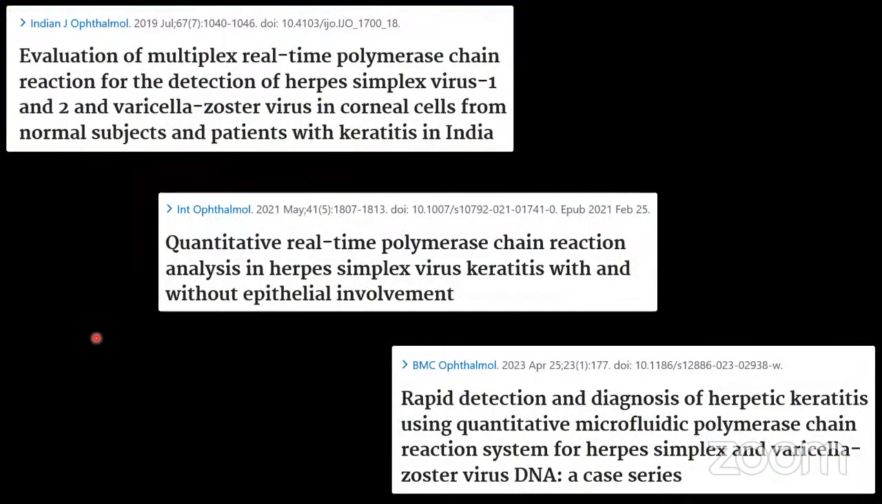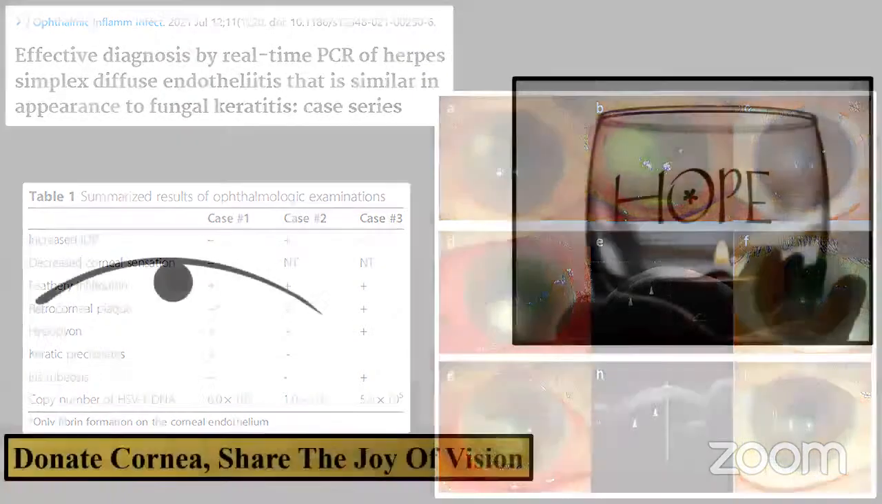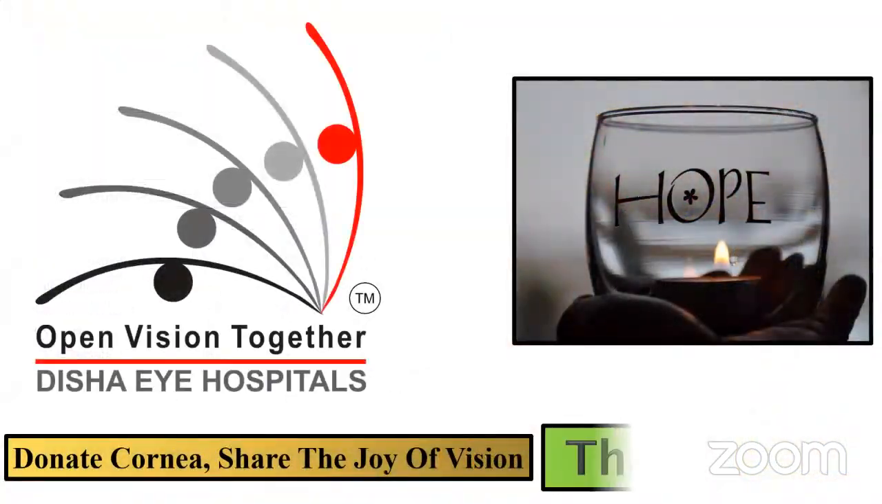So there is numerous literature both from India and from abroad showing the value of RT-PCR in the diagnosis of herpes simplex keratitis. There is also an interesting case series from Japan in which they have shown 3 cases which at presentation mimicked fungal keratitis. However, PCR showed them to be of herpetic origin. And you can see on the right panel with appropriate antiviral therapy and corticosteroids, there was complete resolution of the same. Thank you so much for your patient listening.